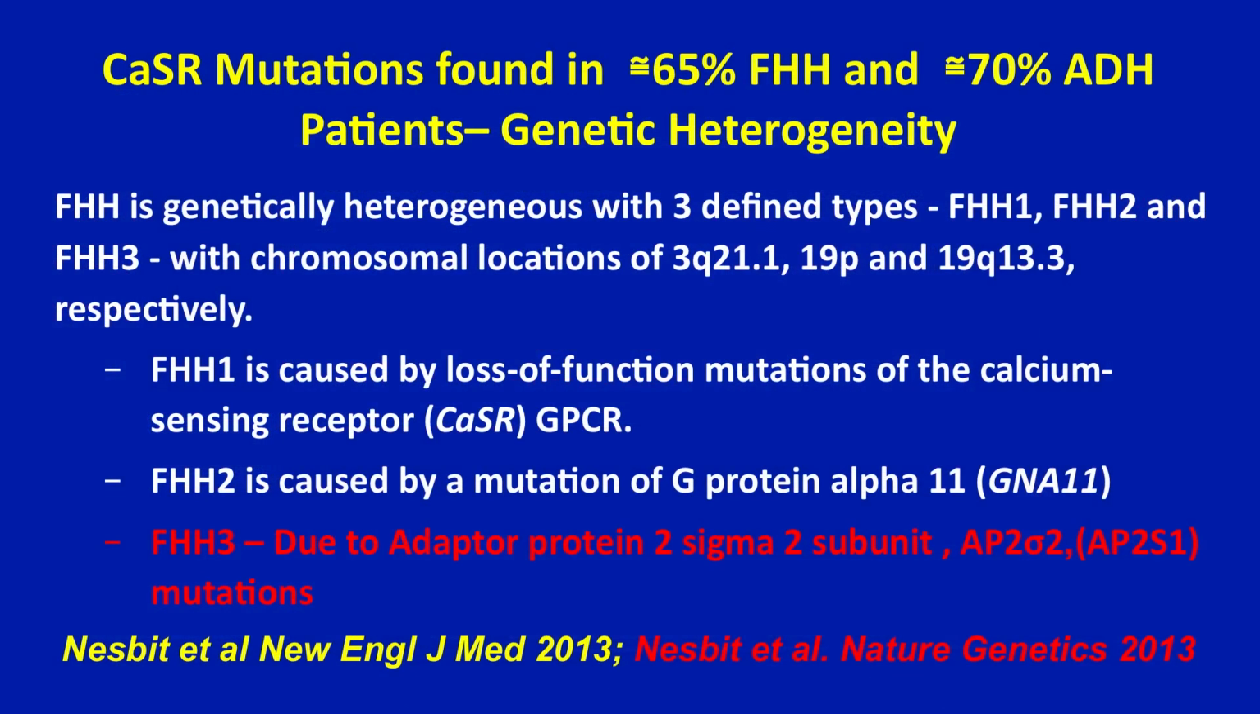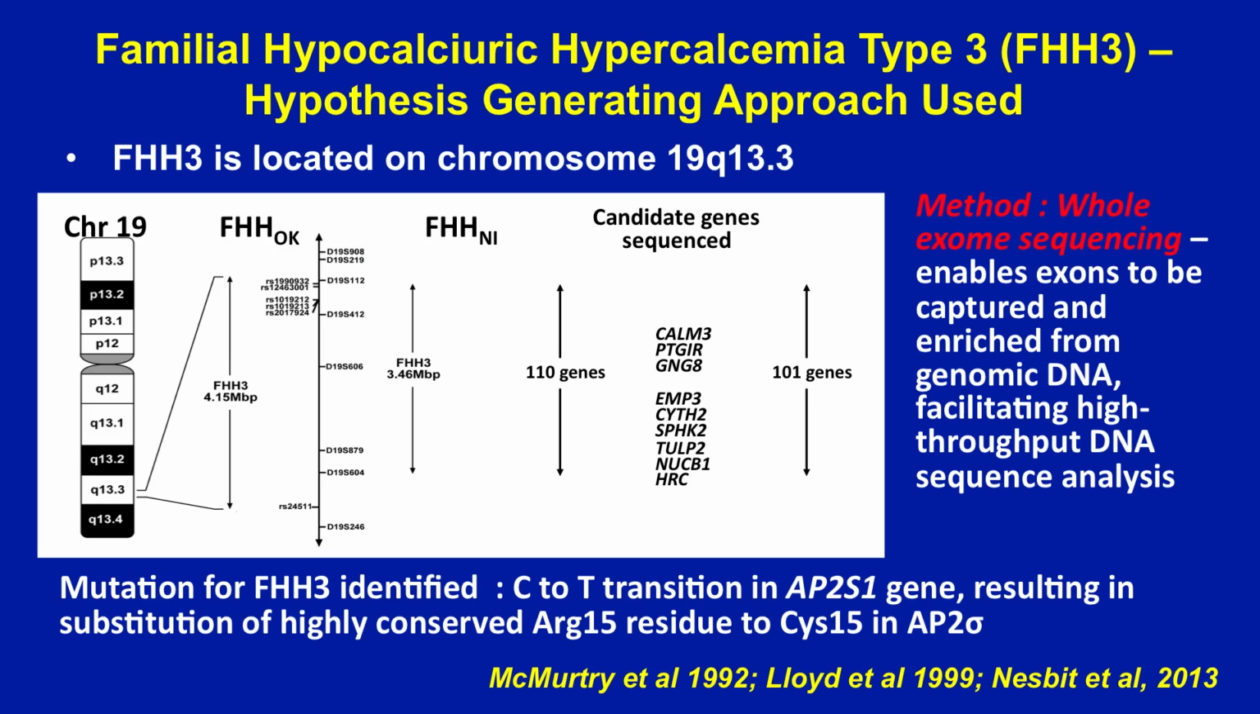So then we went on to our hypothesis generating approach, and here what we did was we mapped, Michael White, a very close friend, had identified a large family in Oklahoma, and my colleagues in Northern Ireland identified another family with FHH, and both these families mapped to chromosome 19q13. So when we mapped the Oklahoma kindred to this region, it was about 4 million base pairs in size, and you thought, oh wow, this is going to be easy.